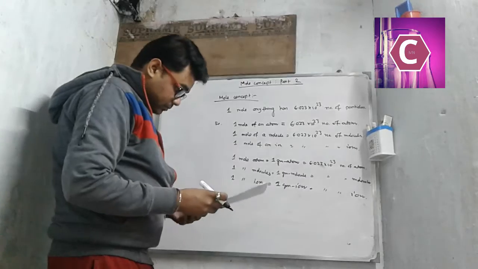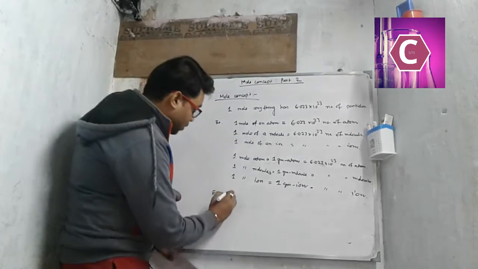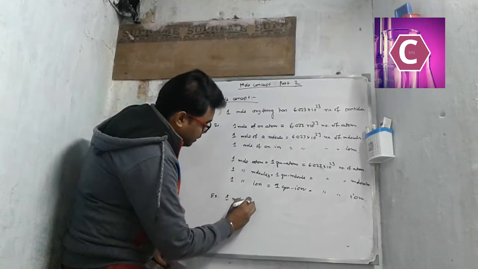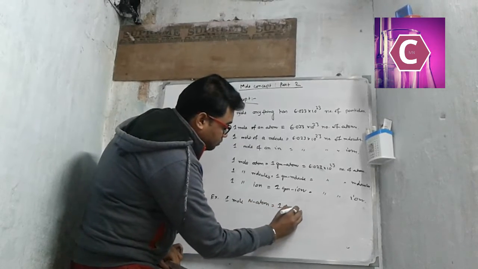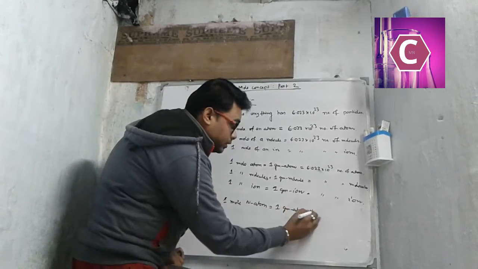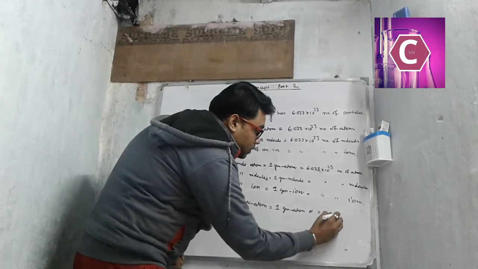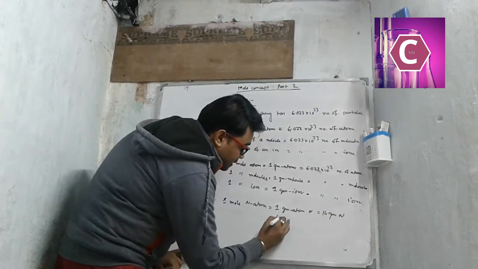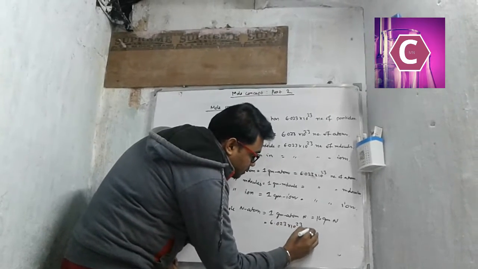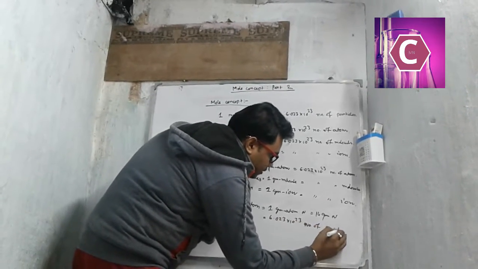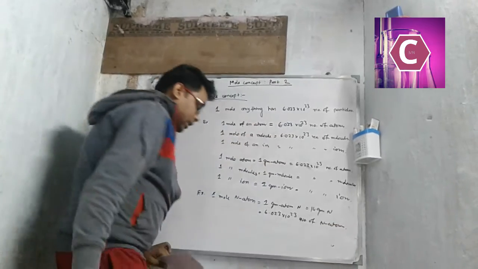Some examples are: 1 mole of nitrogen atoms is equal to 1 gram atom of nitrogen, which is 14 gram of nitrogen, and it has 6.023 × 10^23 nitrogen atoms. This is for an atomic system.